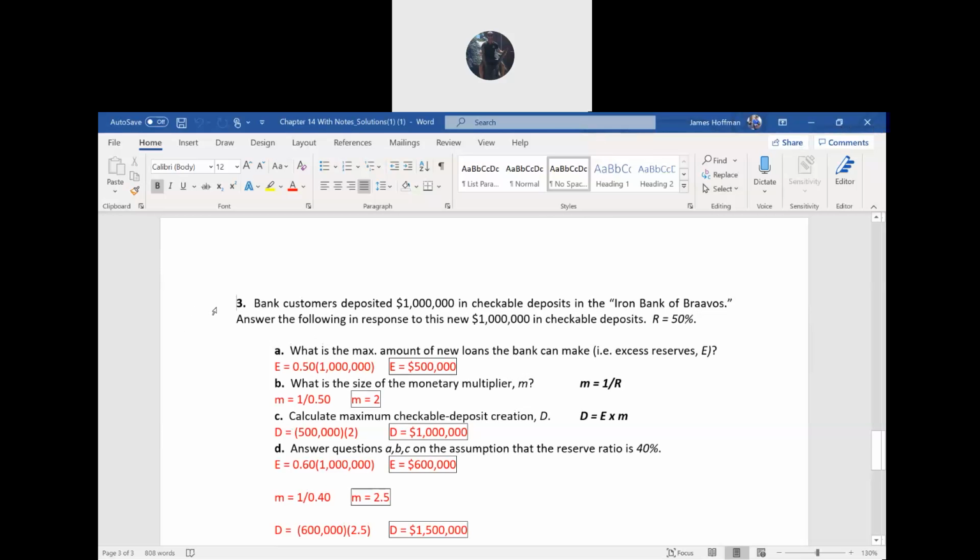All right, number 3, and so this one is a nice example of how you calculate excess reserves and then the monetary multiplier, and then how much money can be created. And if things change, like the reserve ratio, what happens? So number 3, bank customers just deposit $1 million in checkable deposits in the Iron Bank of Bravos. And let's answer these questions in response to this new $1 million in checkable deposits. And let's assume that R, or the reserve ratio, is 50%.